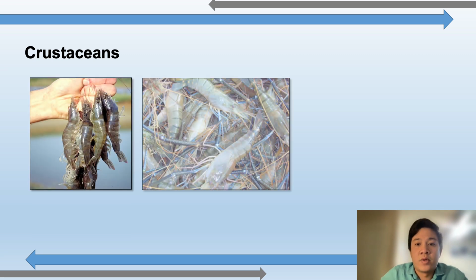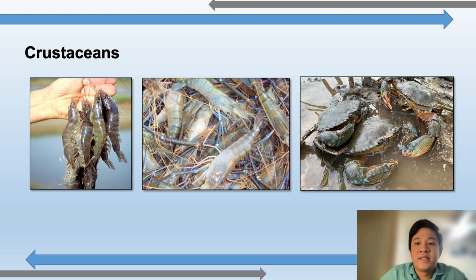Another group of farmed aquatic organisms are crustaceans. Crustaceans form a large, diverse arthropod taxon, which includes aquatic animals such as shrimps, prawns, crabs, and other aquatic animals like lobster, crayfish, woodlice, and barnacles.